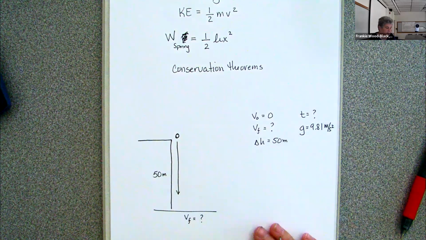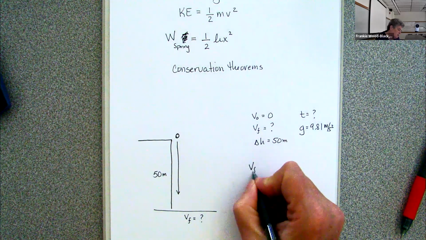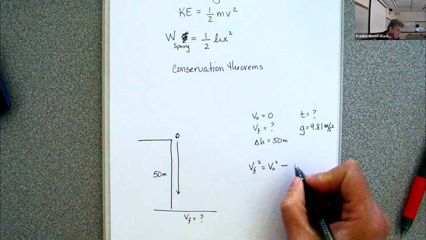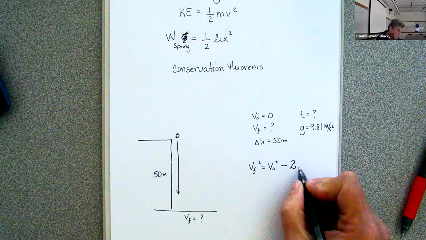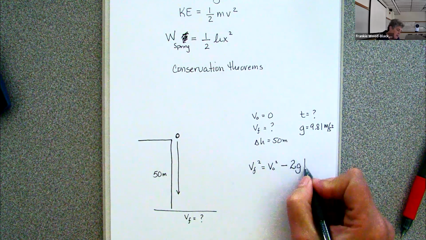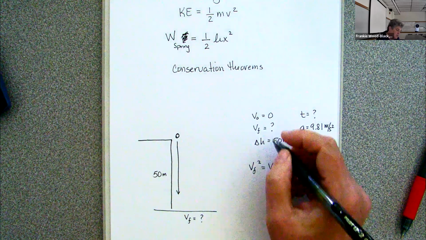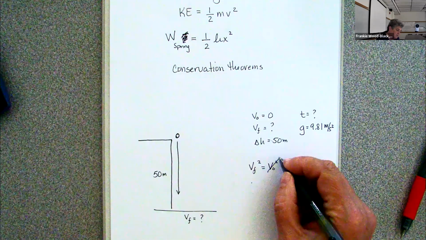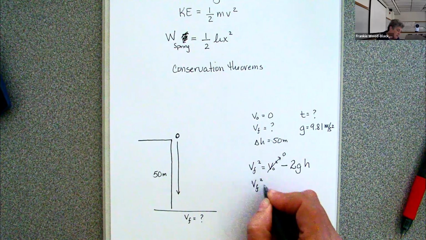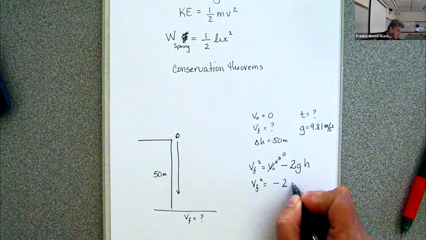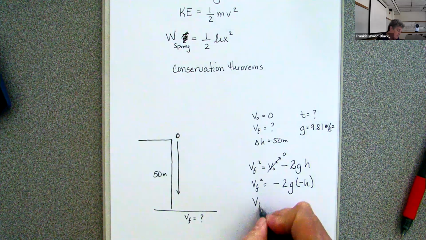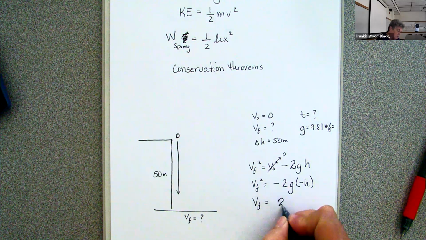So we can use our equations, right? I get V final squared is equal to V initial squared minus 2GH. But my change in H is going to be negative, and this V initial is 0, so I got this. V final squared is equal to negative 2G times negative H, and I get V final is equal to the square root of 2GH.